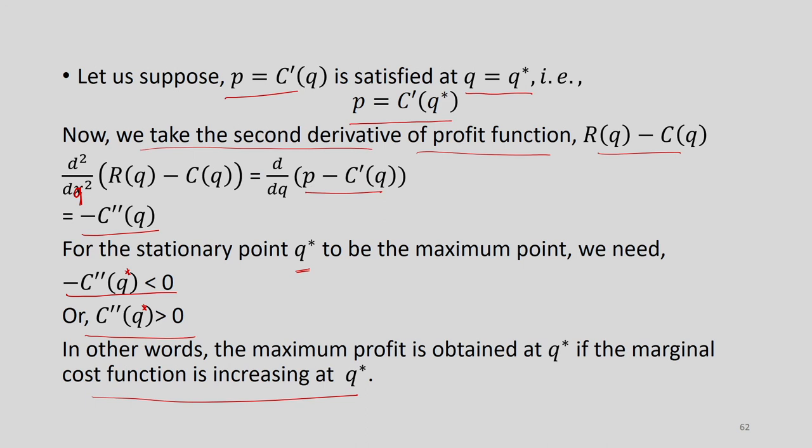The marginal cost function is increasing at q star. Why am I saying that? Because c prime q is the marginal cost. C q is the cost function, so c prime q is the marginal cost, and when you are saying that c double prime q star is greater than 0, it means that the marginal cost function is increasing at q star. So, the second order condition of profit maximization in case of perfect competition boils down to the condition that the marginal cost function should be rising at the point where the first order condition is satisfied.